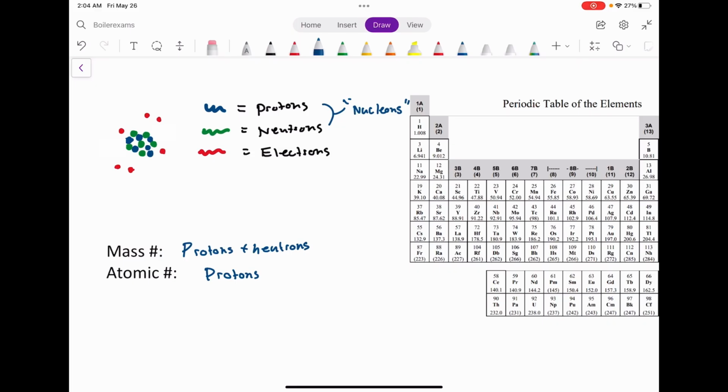And when we're doing nuclear chemistry, the way we're going to write elements is like this. Say we have carbon, and this is carbon because it has 6 protons. We're going to put mass number on top and then atomic number on bottom. So that is carbon 12.